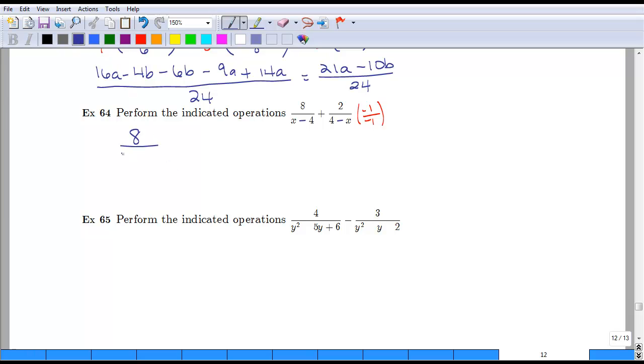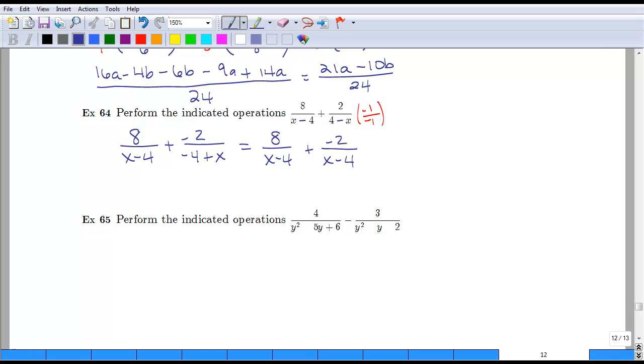So the first term, 8 over x minus 4, stays the same, plus -2 over, when I distribute that -1, I get -4 plus x. Then I can just rearrange the order because addition is commutative. So we end up with 8 over x minus 4 plus -2, and again I can change the order here, over x minus 4. So because I multiplied by that -1, I was then able to switch the order.